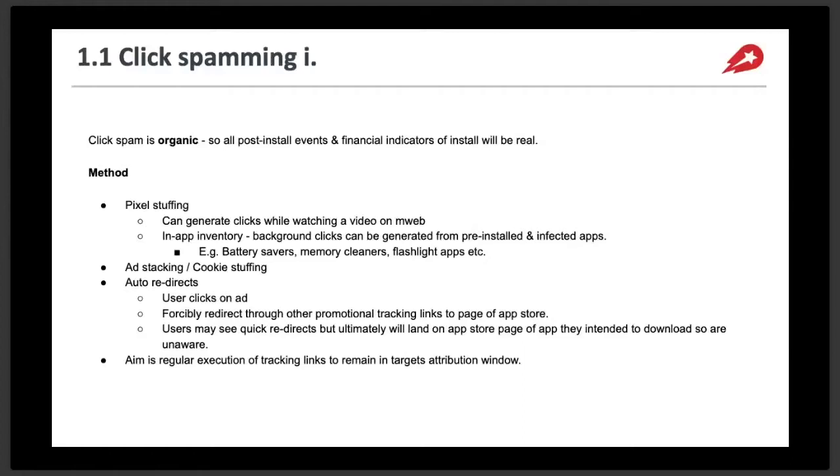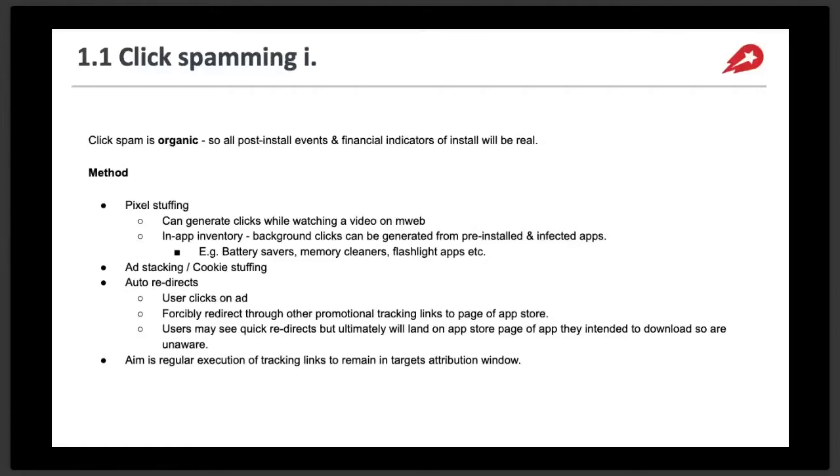Can be done while you're watching a video on mobile web. These clicks can be generated in the background. In-app inventory clicks can be generated from pre-installed infected apps, battery savers, memory cleaners, flashlight apps, etc. Ad stacking, cookie stacking.